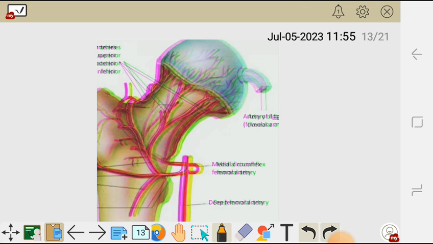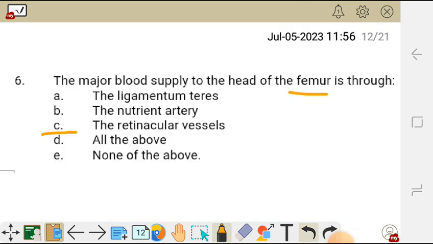They are coming from the medial circumflex femoral artery and the lateral. So this is the lateral circumflex femoral artery. They are going to give off branches which are called retinacular vessels, which are going to supply the head of the femur. So the head of the femur is supplied blood by the retinacular vessels. Question 6, correct answer is C.